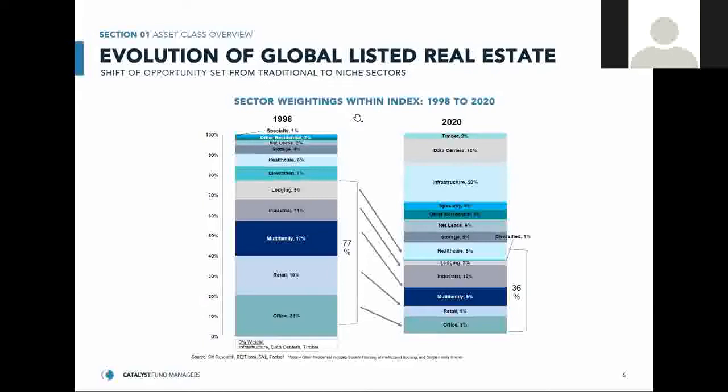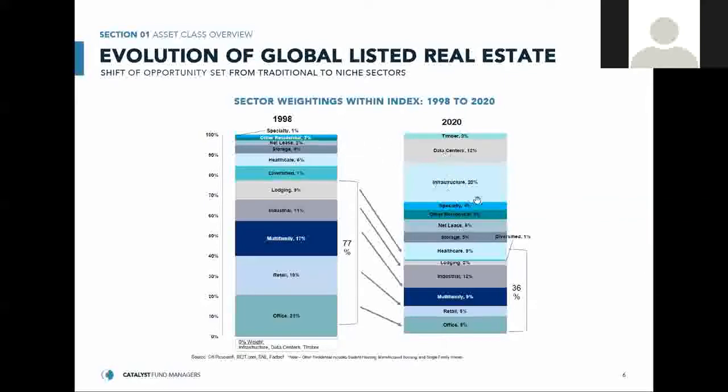We view real estate as a proxy for the way we live our lives. It facilitates the way we work, sleep, eat, and play. And just as our lives have developed over the last couple of decades, so has the underlying real estate which facilitates this. If we go back to the late 90s, you can see about 77% of our sector comprised of the traditional sectors: office, retail, apartments, industrials, and hotels. Fast forward to today, and those traditional sectors make up only 36% of our benchmark.